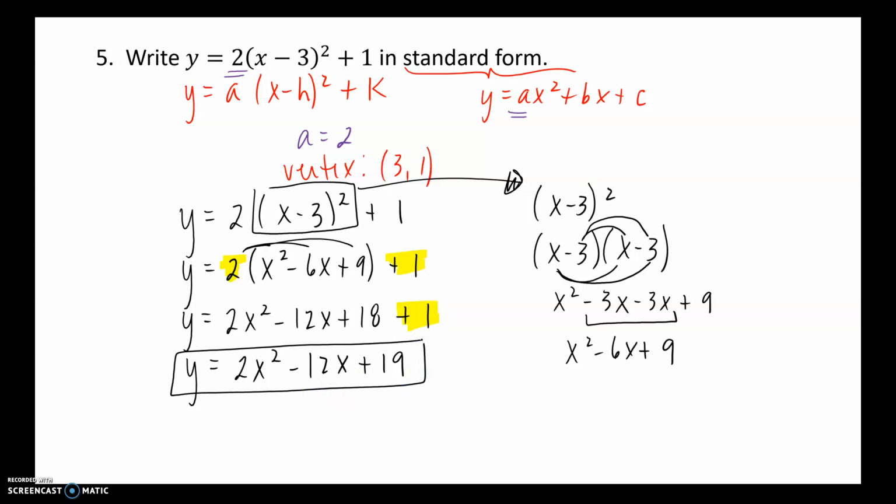Okay, so we've looked at standard to vertex. Now vertex to standard I think is easier, but it's dependent on you doing your side work and distributing properly. Okay, we'll finish there for today.